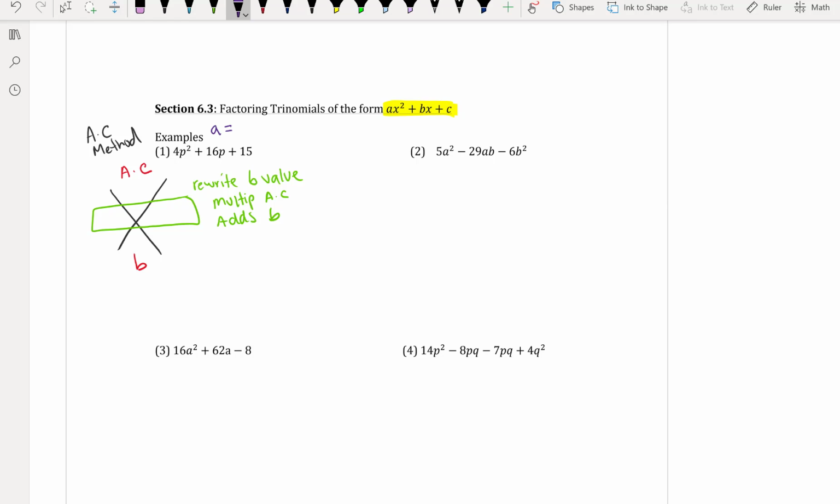So I have that my A is equal to 4. I have that my B is equal to 16. And I have that my C is equal to 15. So up on top, when I do A times C, that's going to be 4 times 15. And so 4 times 15 gives me 60. My B value is 16. So I want to think about two numbers that multiply to 60.